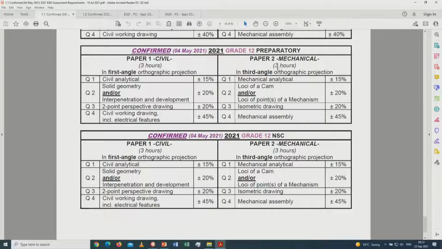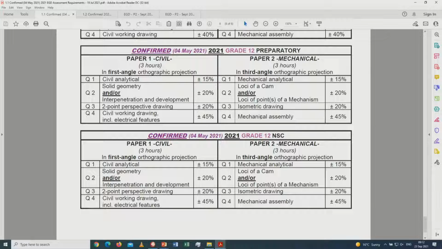Then if we go to paper 2, this is paper 2. On this page over here, it points out that it will be third angle graphic projection, that we all know, mechanical analytical. So that will be more or less 15%, loci of cam and loci of mechanism 20%. In this specific paper, the loci of the cam was the question, so it was focused on this part over here. And then the isometric drawing, which I will show you more information on.